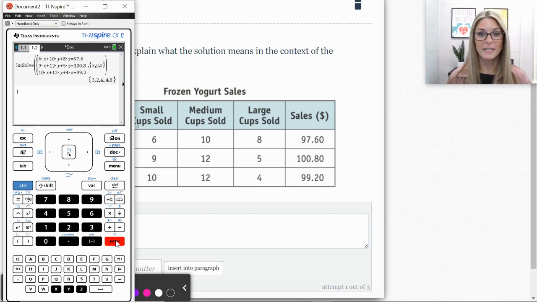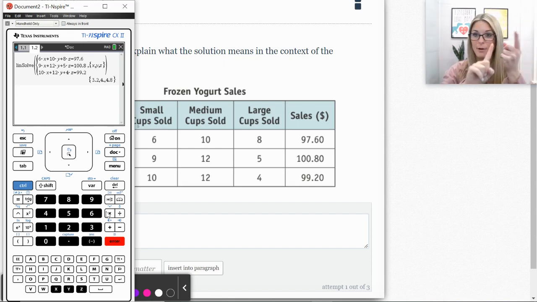What does that mean in the context? That's part of your answer, to explain that a small frozen yogurt costs $3.20. For y, or for our medium, we got $4. A medium frozen yogurt costs $4. And 4.8. A large frozen yogurt costs $4.80.